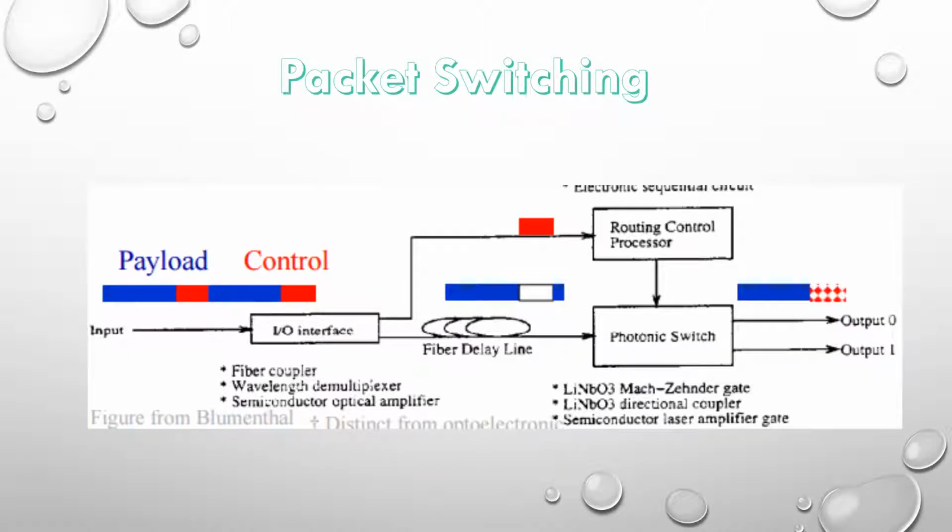Photonic packet switching. Here the packets will be in the form of payload and control. The payload alone passes through the fiber delay line, but the control packets will undergo optoelectronic conversion and then pass through the electronic control network and then to the output.